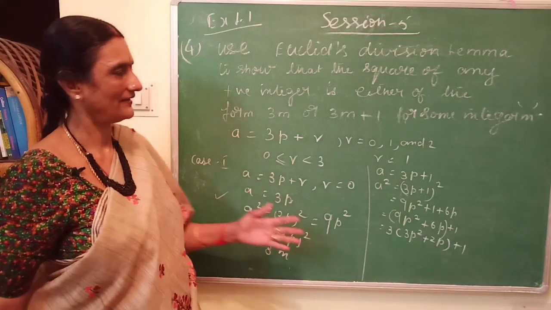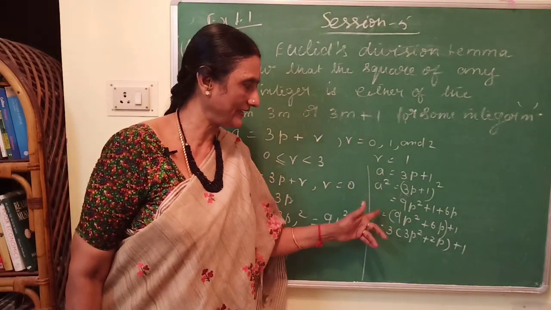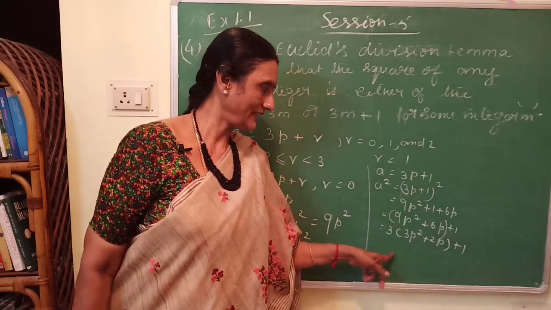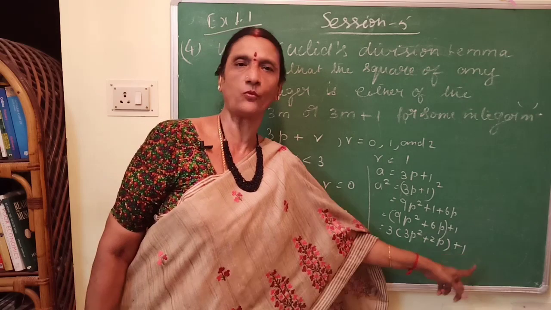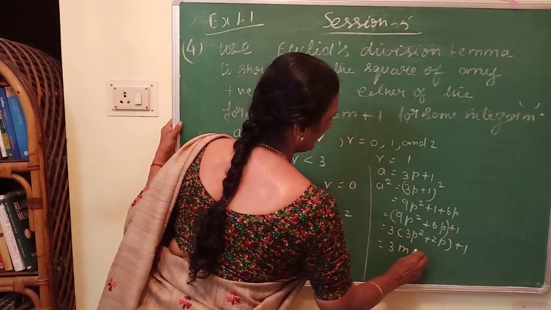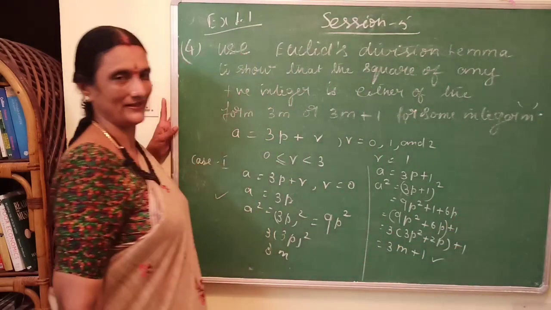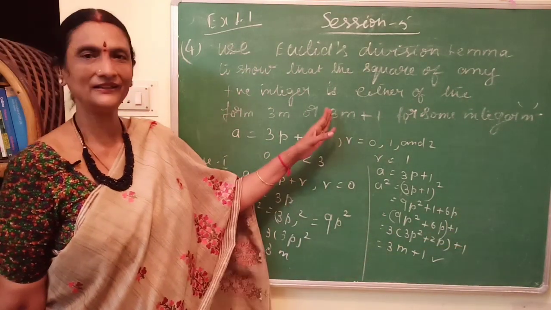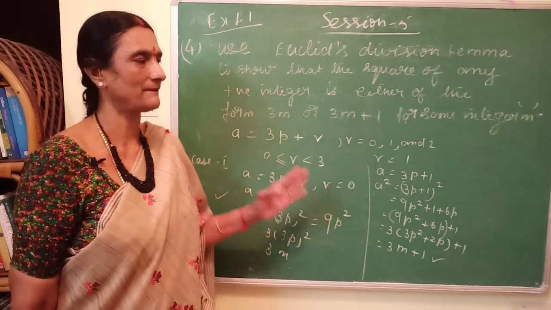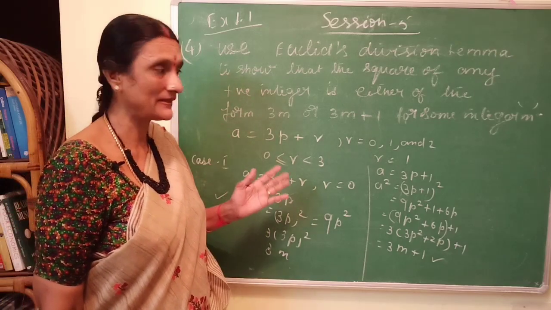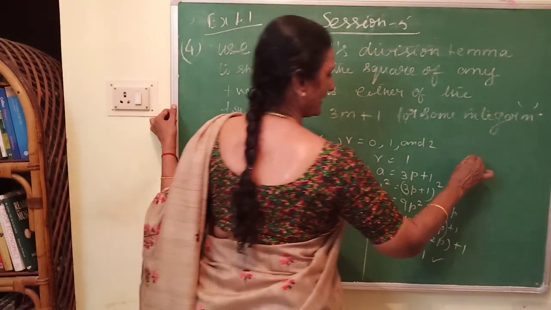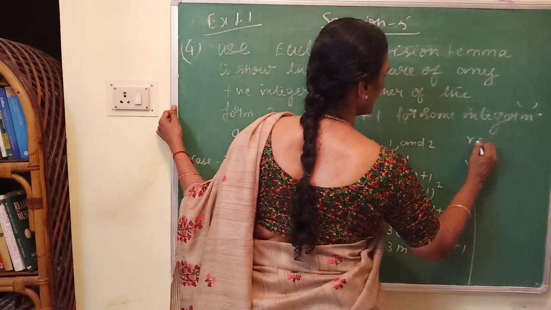What does it indicate? It is indicating that the square of any integer can be written as 3 times a number. 3 into something means 3 times a number plus 1. Okay, 1 will be left over. So what do you get? You will get 3m plus 1. So this is fulfilled. Okay, we have verified the case for r equal to 1. It can be written in the form 3m plus 1. But do you think that the sum is over? No. We have got to analyze one more case. What is it? You write r is equal to 2.